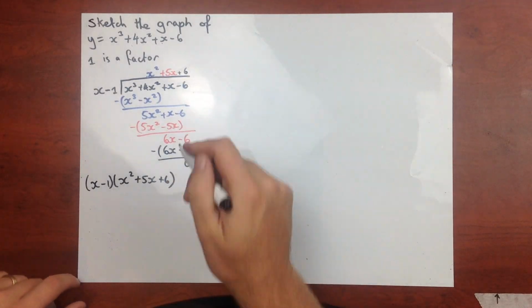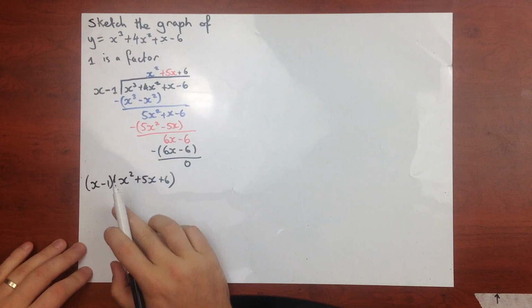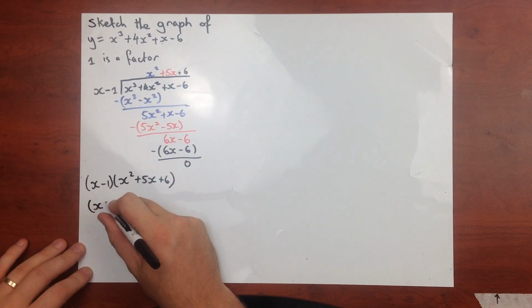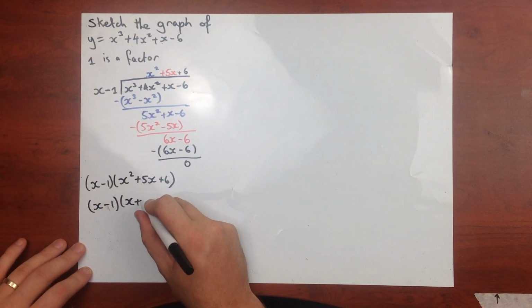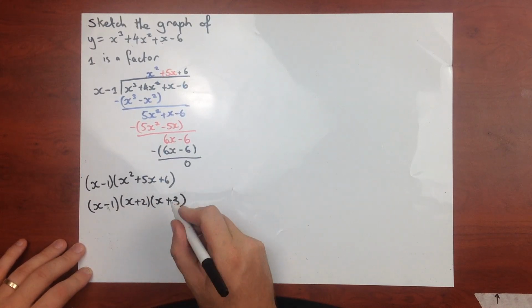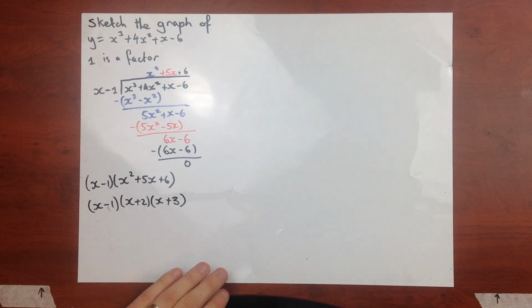Now we don't have to do that process again because we can use any of our other skills to factorise the quadratic that we have left, and you can see this one is nice and straightforward for us. x plus 2 and x plus 3 factorise that quite nicely. So what we're going to do now is go ahead and sketch our graph.